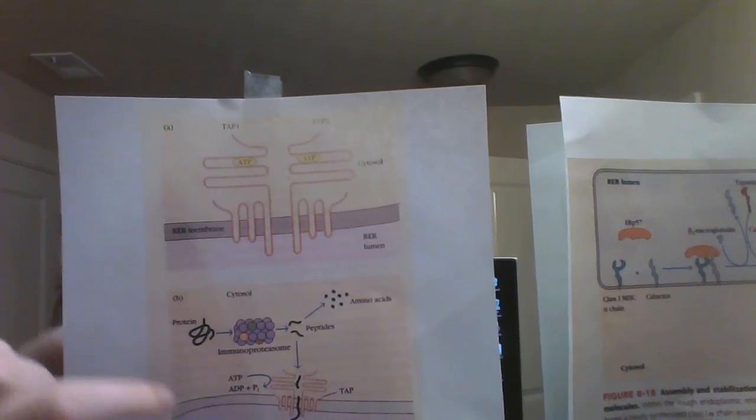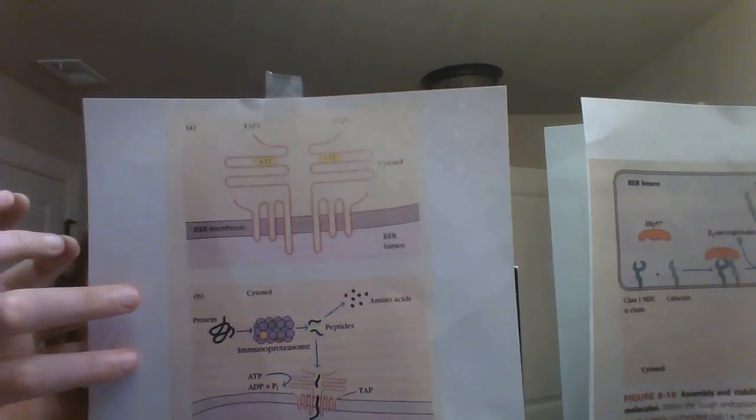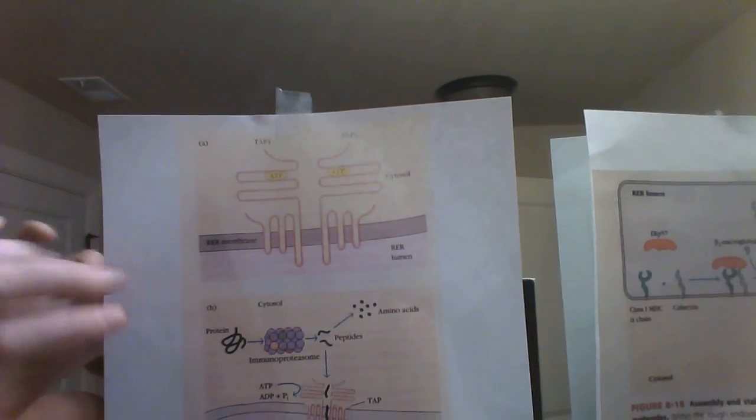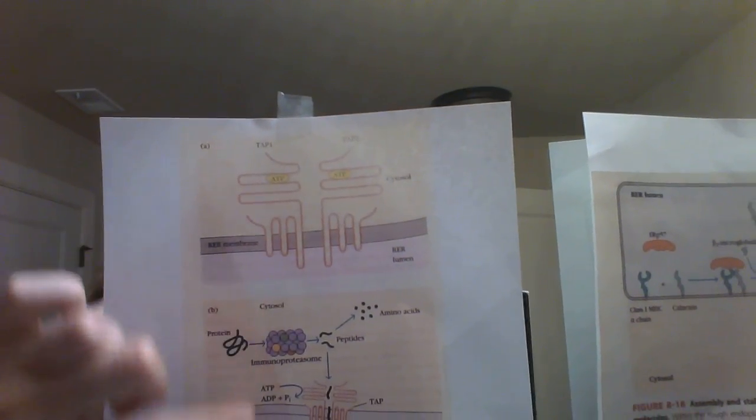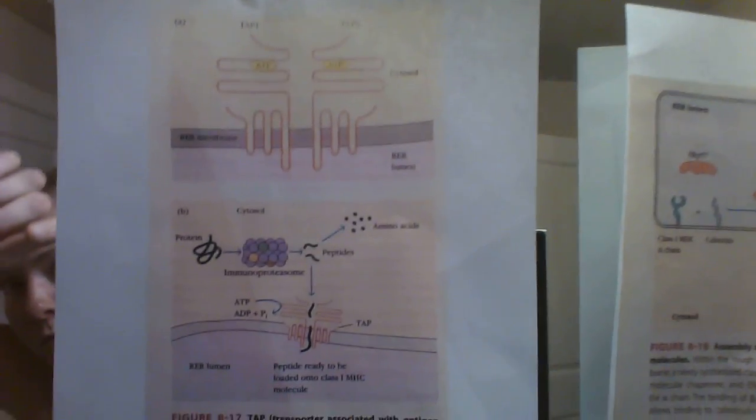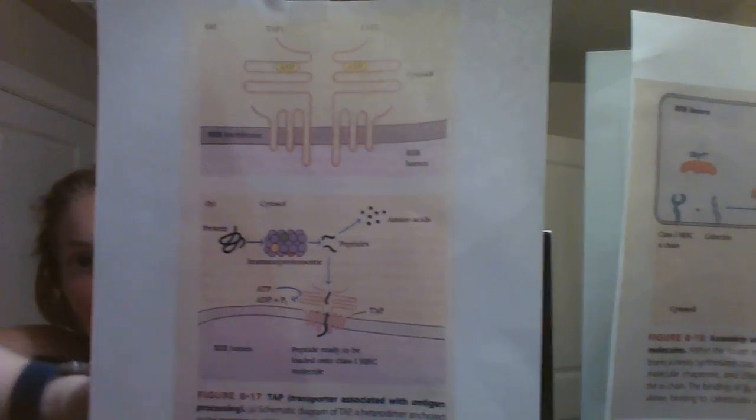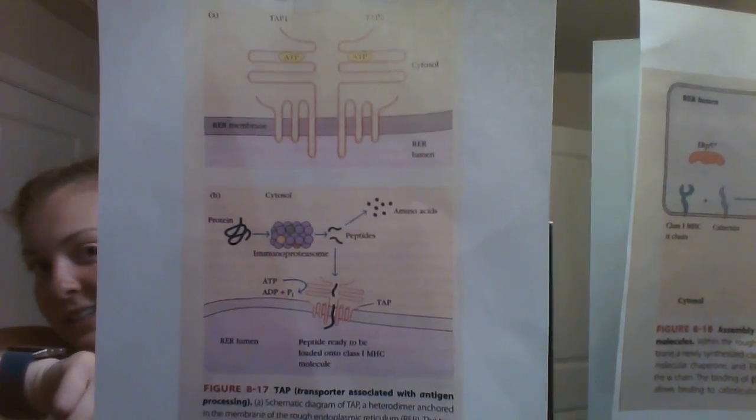Just like I said, you can see the two components, TAP1 and TAP2, and you can see how the proteins that were degraded by the proteasome right here formed peptides. Now TAP, the transporter associated with antigen processing, is going to help transport those peptides from the cytosol to the rough ER, and that's all going to happen via ATP hydrolysis into ADP and inorganic phosphate.